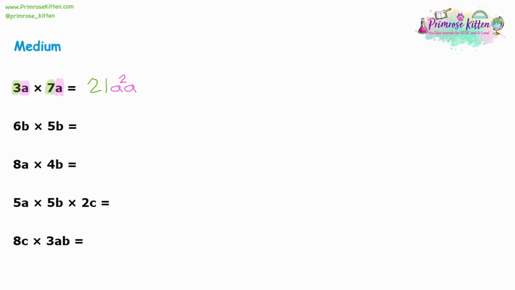So looking at question 2, following the same method, we have a number section, we have a 6 and a 5. And then we have a letter section, we have a B and a B. So we'll do the numbers first. 6 times 5 is 30. Then we can do the letters.